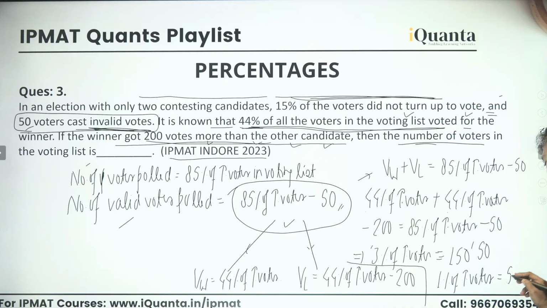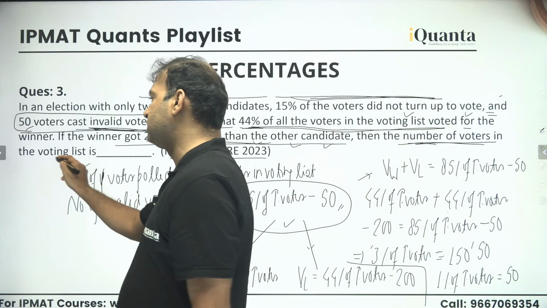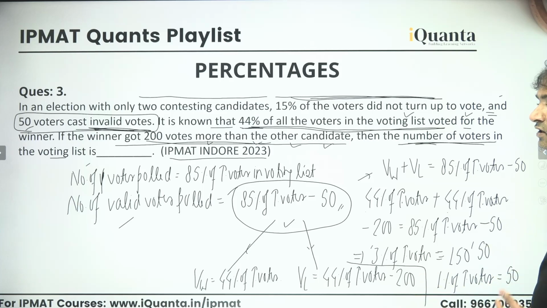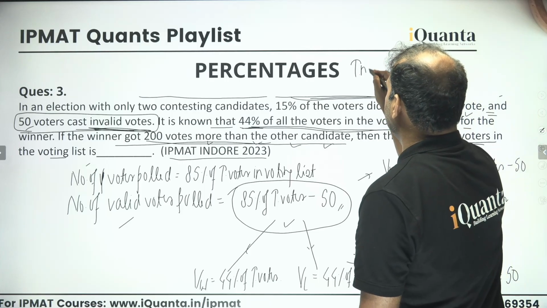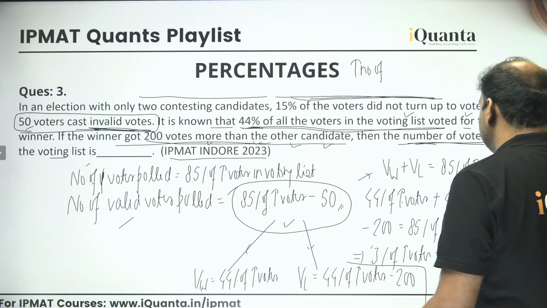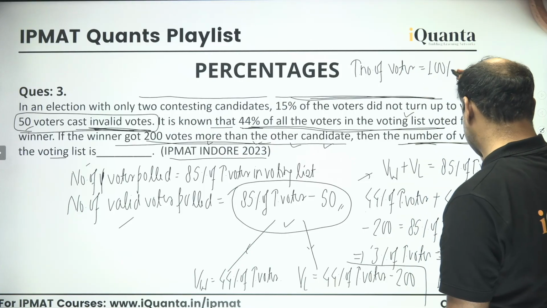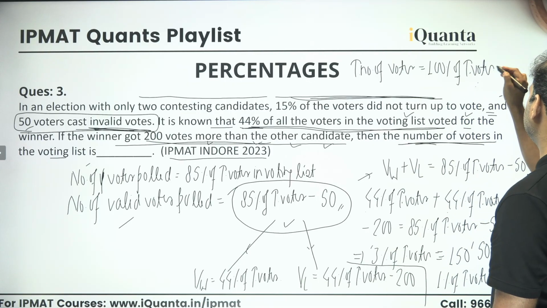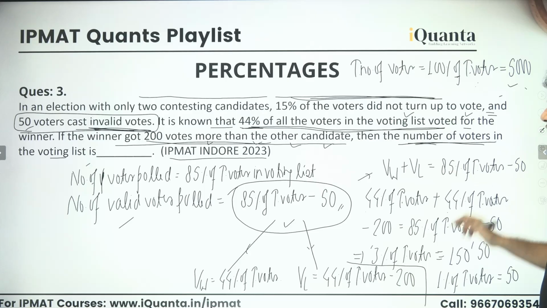Now guys, what is the final question? The final question is to find the number of votes in the voting list. We already know that 1% of the votes in the voting list is equal to 50, and we need to find the total number of votes in the voting list. I told you already that the total number of anything is nothing but 100% of itself, right? So the total number of votes must be 100% of the total votes. Now 1% of the total votes is nothing but 50, so 100% must be 5,000. So this is how we can solve this question, guys.